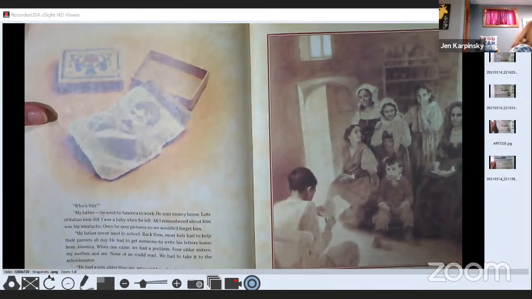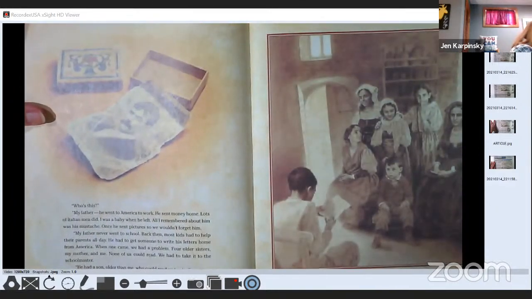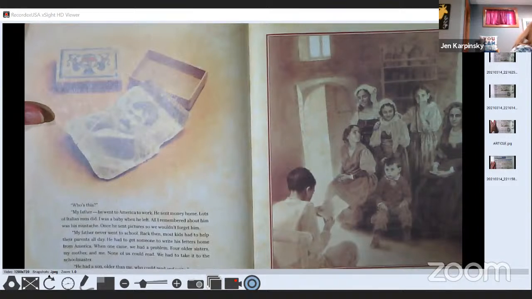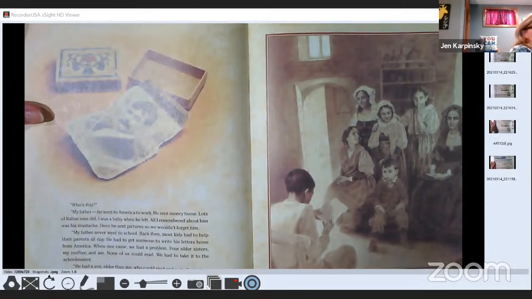Who's this? My father. He went to America to work. He sent money home. Lots of Italian men. I was a baby when he left. All I remember about him was his mustache. Once he sent pictures, so we wouldn't forget him. My father never went to school. Back then, most kids had to help their parents all day. He had to get someone to write his letters home from America. When one came, we had a problem. Four older sisters, my mother and me. None of us could read. We had to take it to the schoolmaster. He had a son older than me who could read and write.